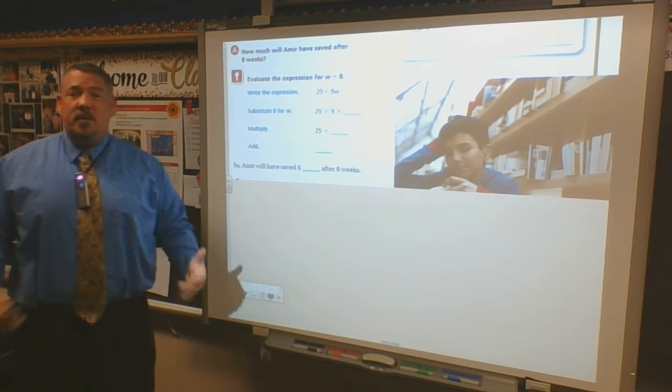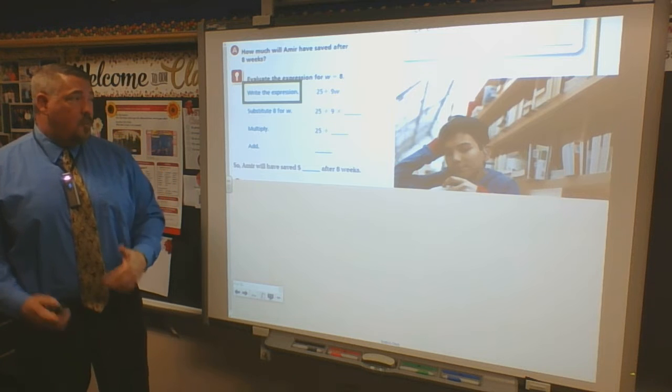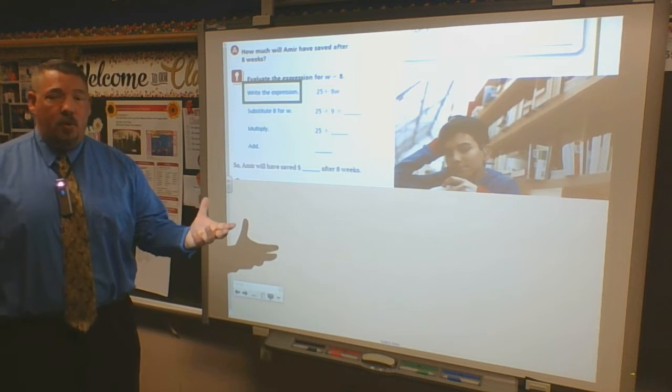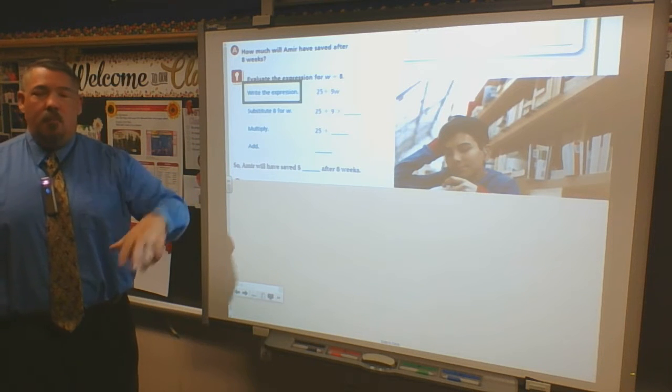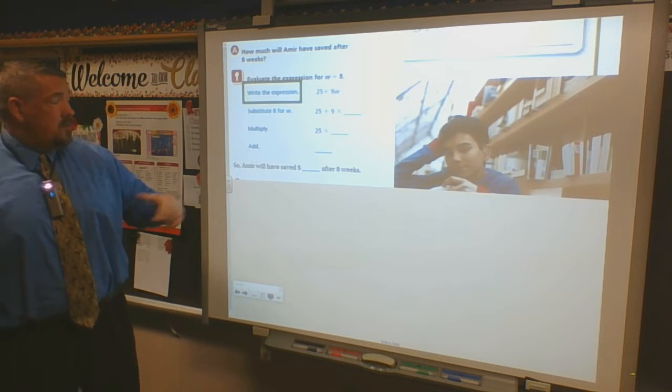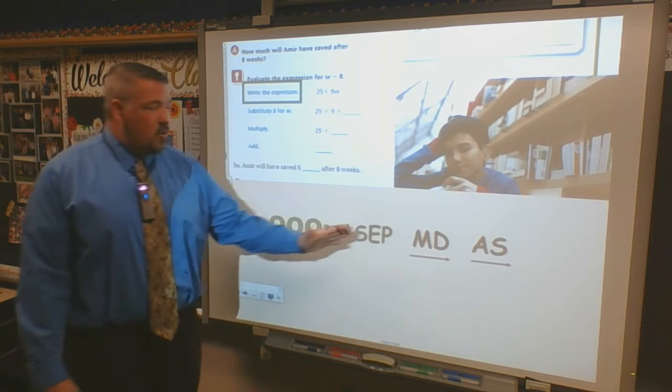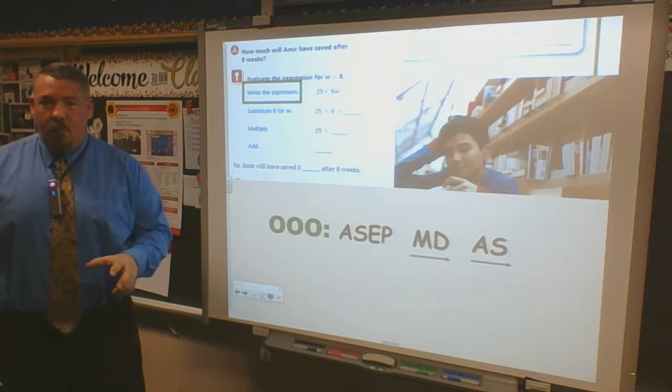Start by writing down the expression that's given to us. Once we have it written down, then we're going to substitute in for the variable that they've told us. They've told us that the 8 at this time is going to be substituted in for the W, which is for our weeks. Then we've got to make sure that we follow our order of operations.